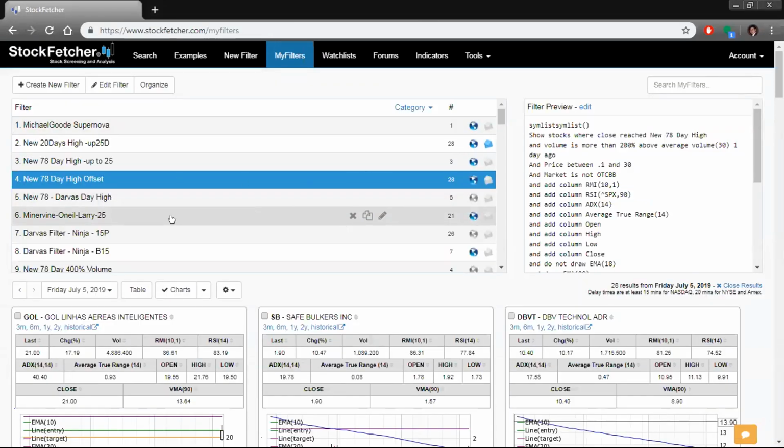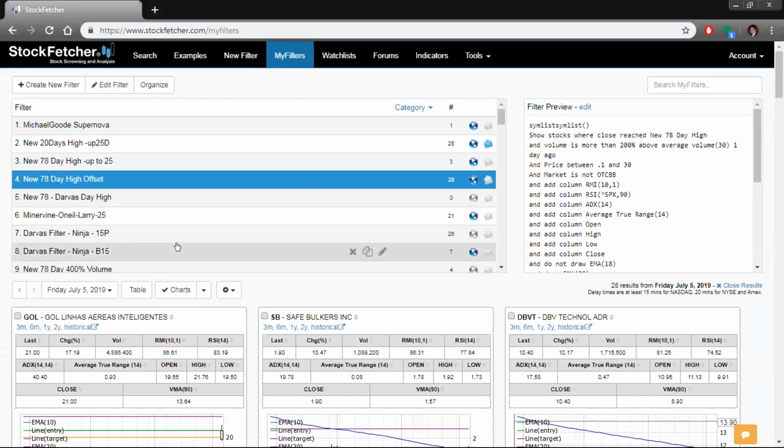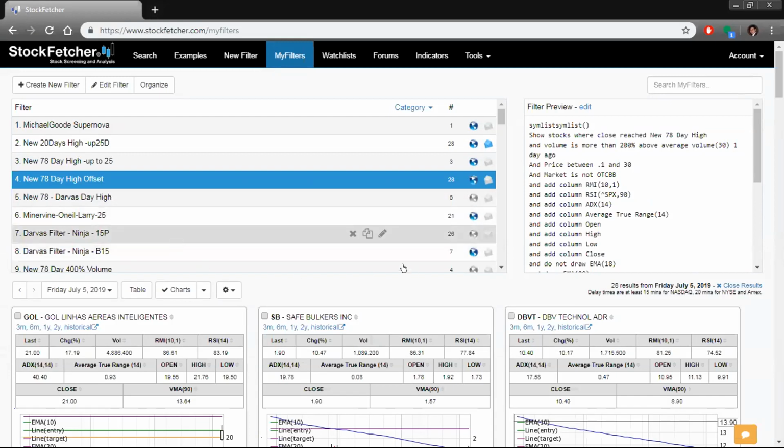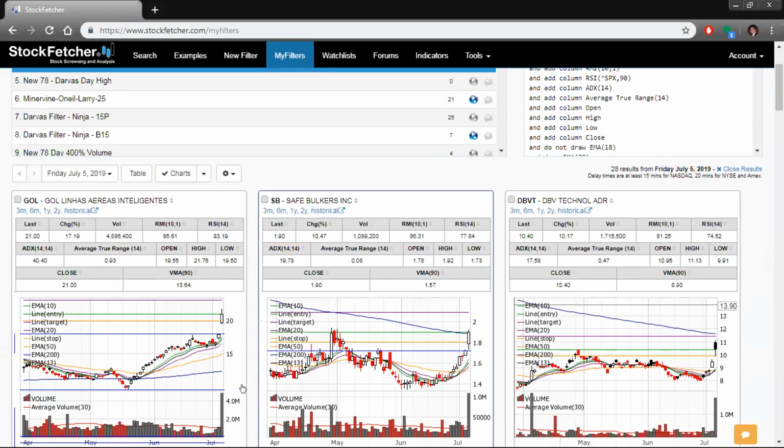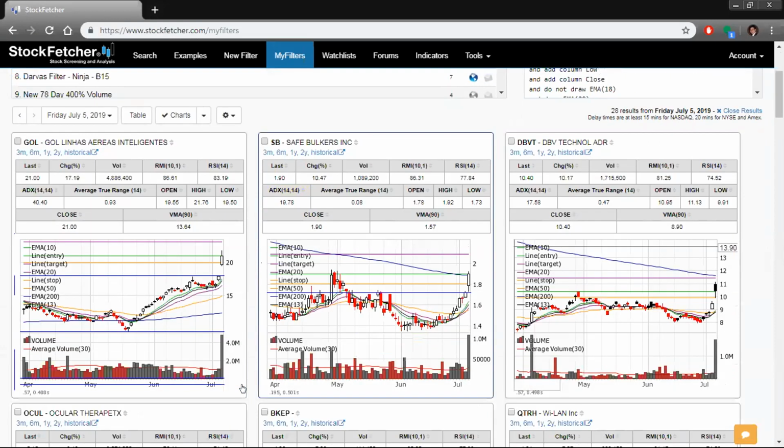Okay, let's go to the new 78-day high offset. Sometimes what I usually do, we have all these preset charts, but you don't really know exactly what the rest of the information on the left-hand side is. So that's why you click a particular chart so that it opens up wide, right?